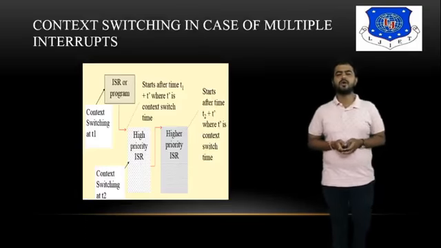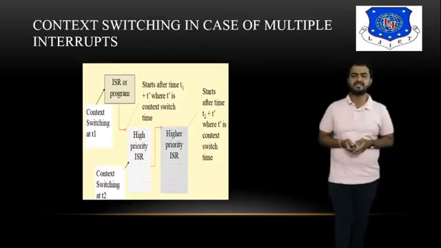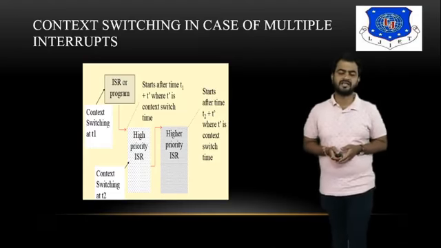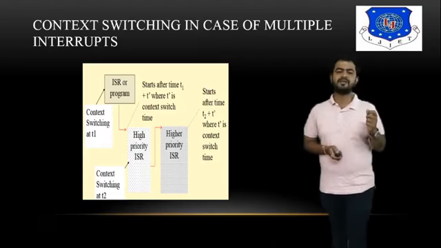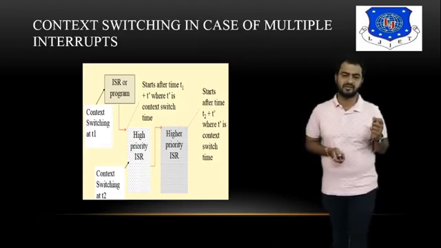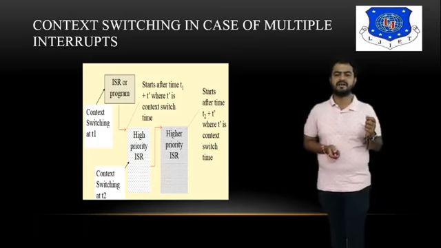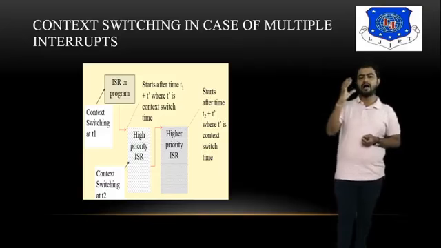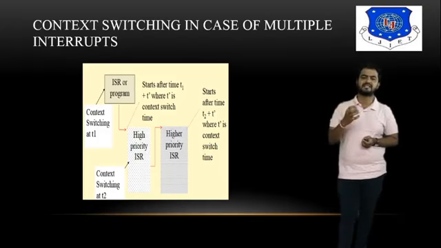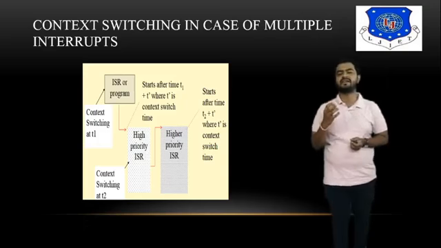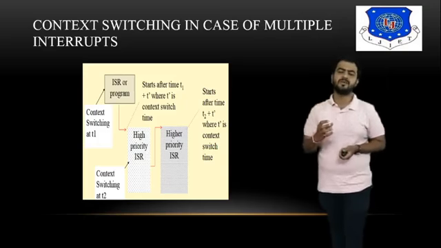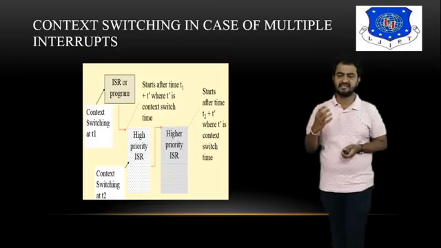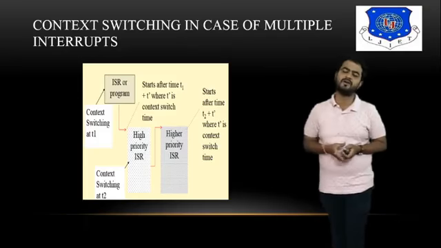So as you can see, in context switching in the case of multiple interrupts, the ISR program means context switching at time t1. The highest priority will be decided by the priority ISR. As you can see, the context switching at t2. So basically, the state after t1 plus t', where t' is the context switching time. So ultimately, based on the priority, how you choose a specific task can be decided with the help of the context switching mechanism. Then you have to deal with multiple tasks.